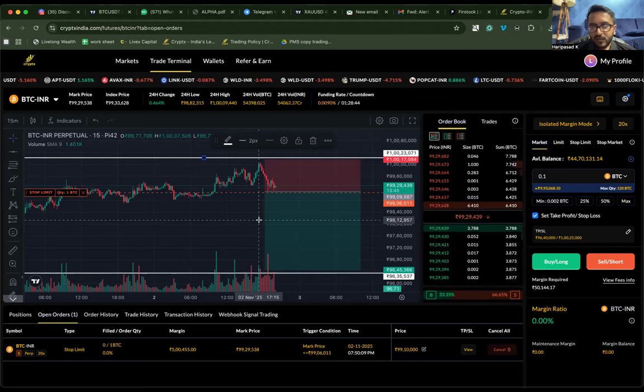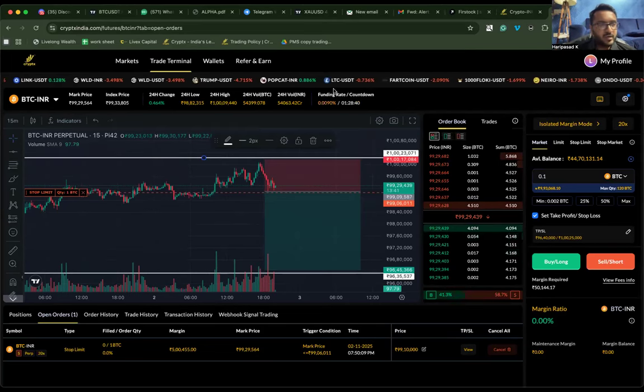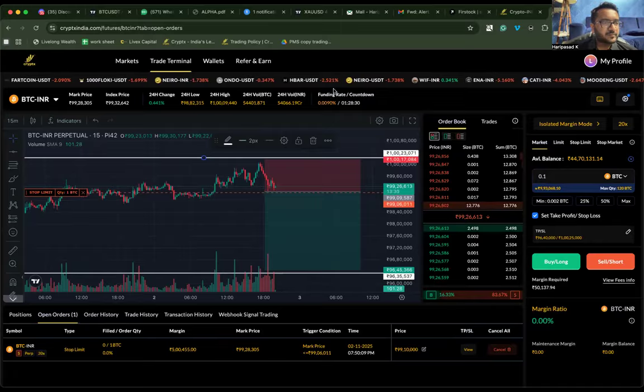Okay. There are no indicators being used over here. No indicators at all are being used by us in this particular setup. So that is also another pointer I just wanted to tell you.